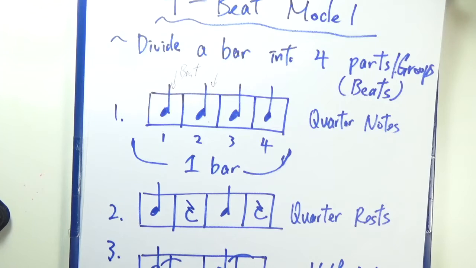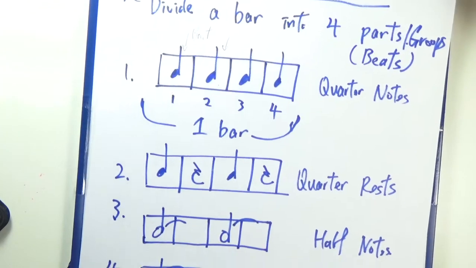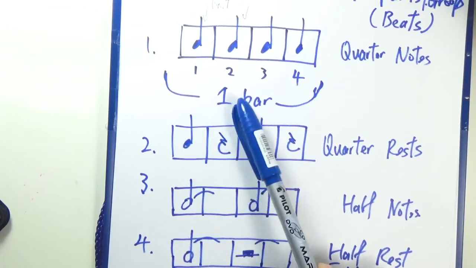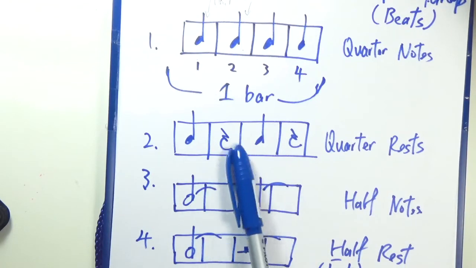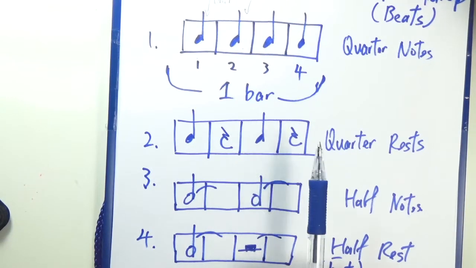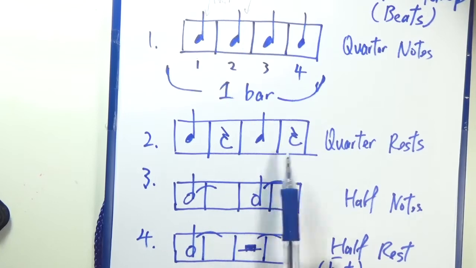We can also have quarter rests, meaning we don't have sound coming out from this beat and also this beat. So on 1, you will get a sound. For the second beat, nothing. You just have silence there. Third beat, yes. Fourth beat, no. So 1, 2, 1, 2.